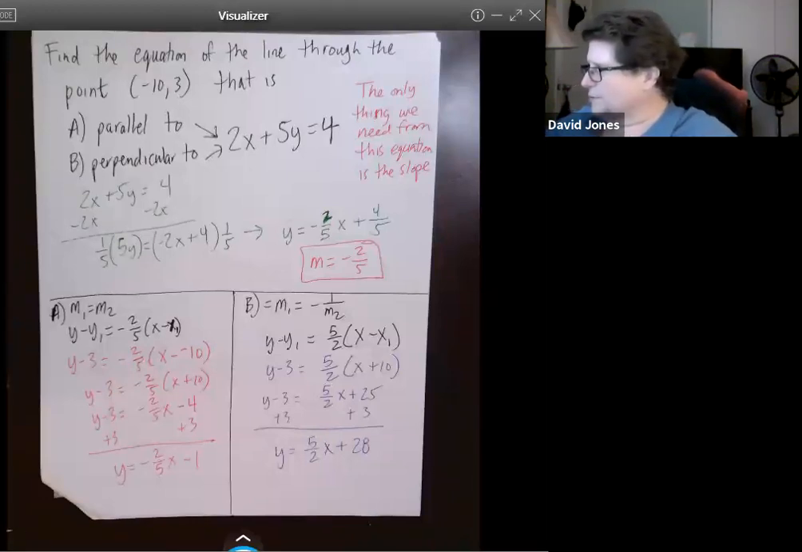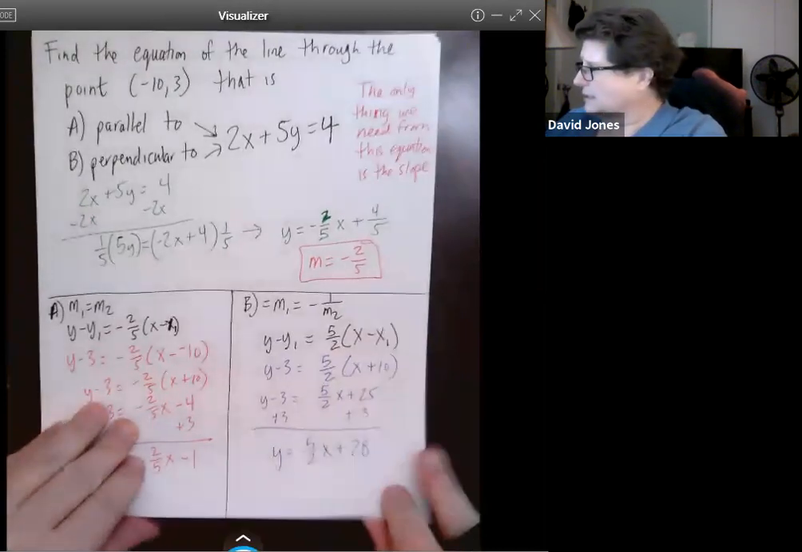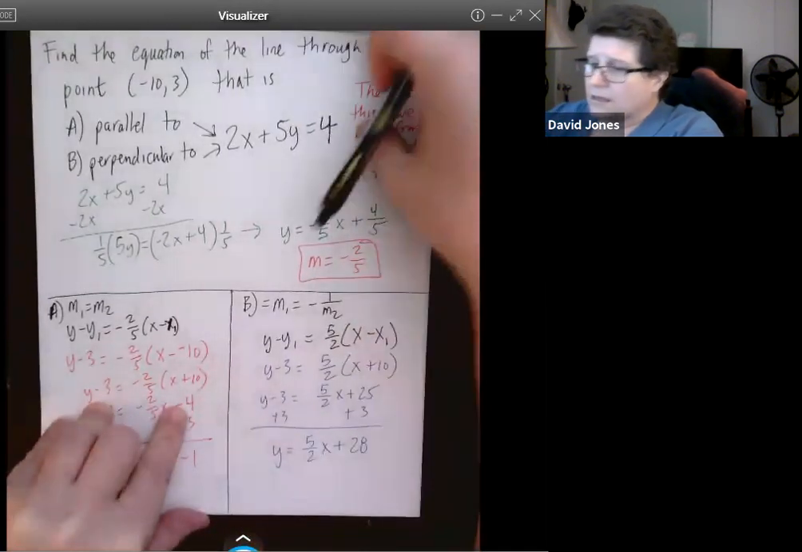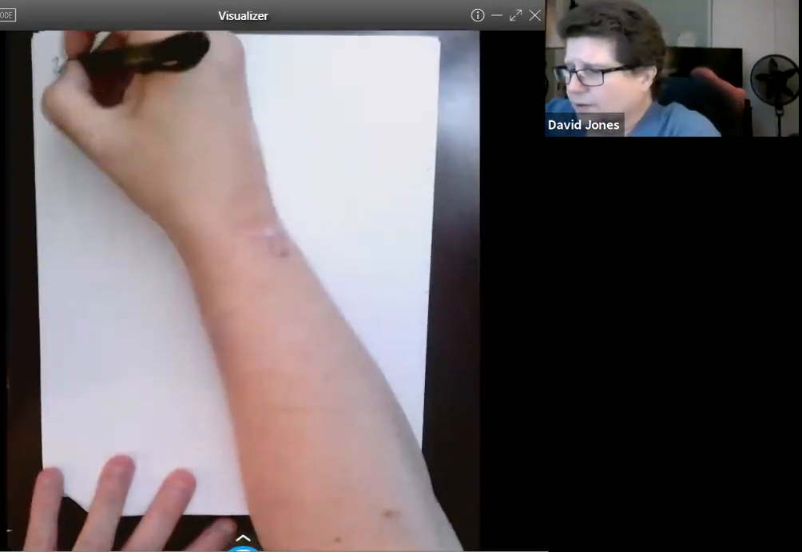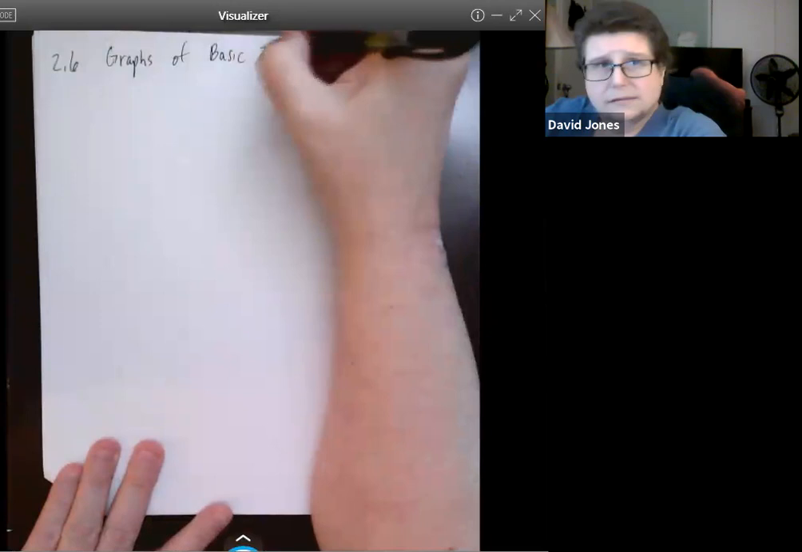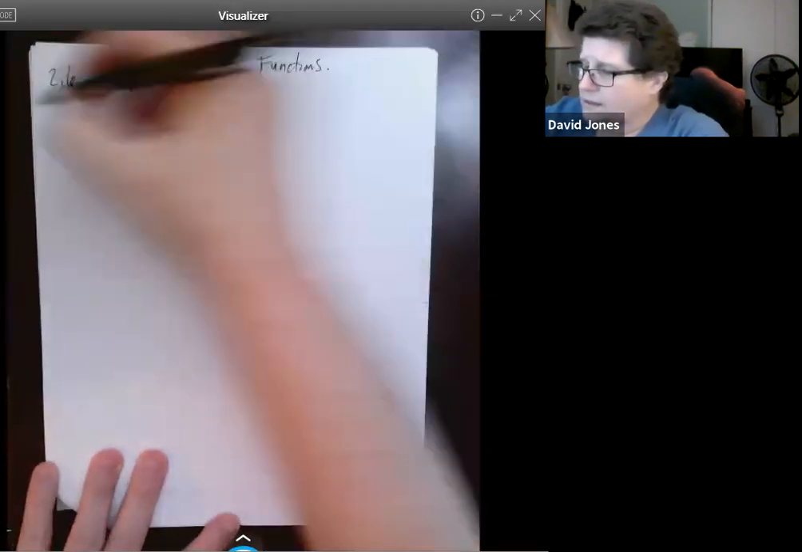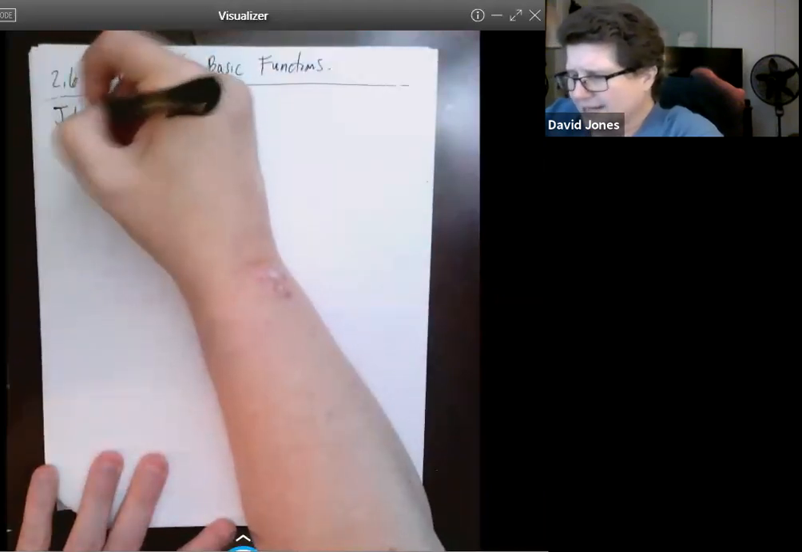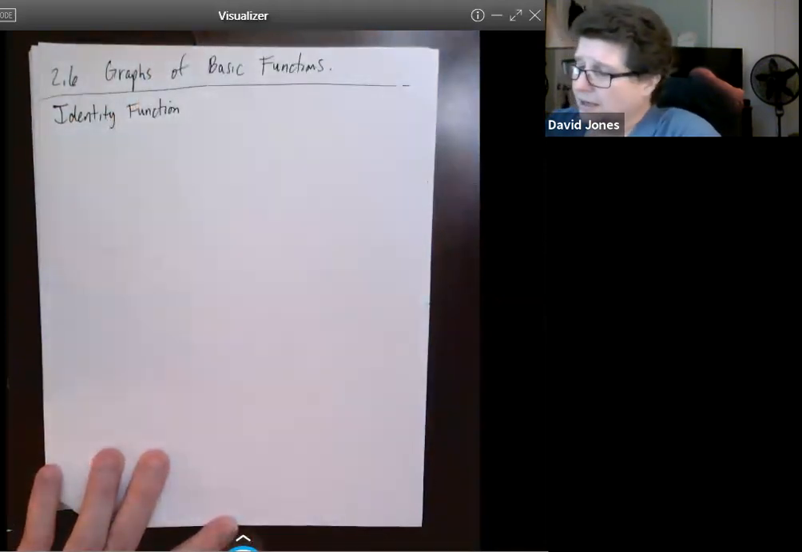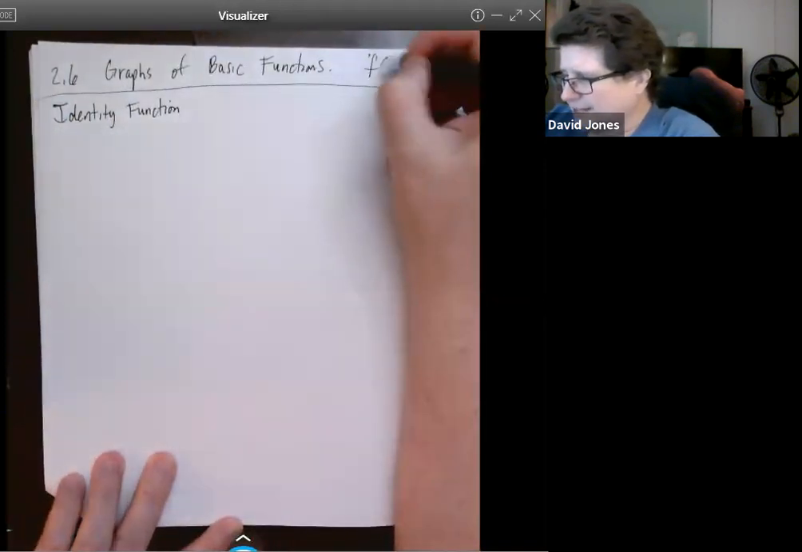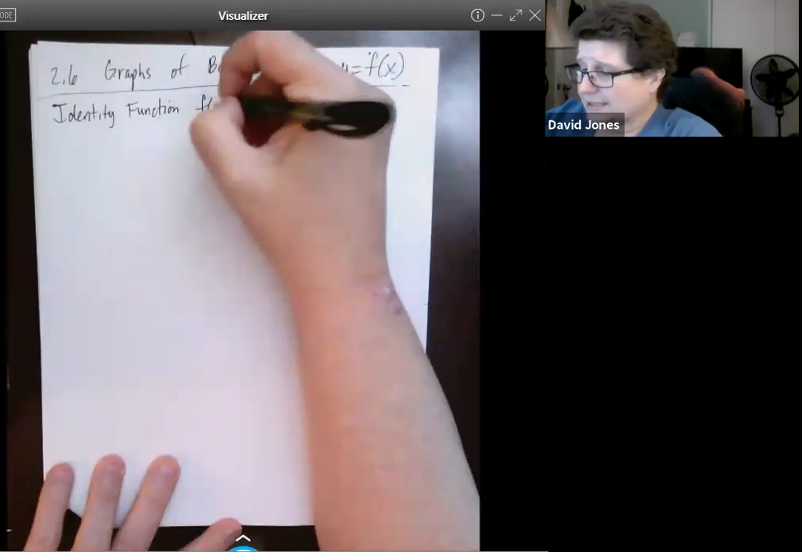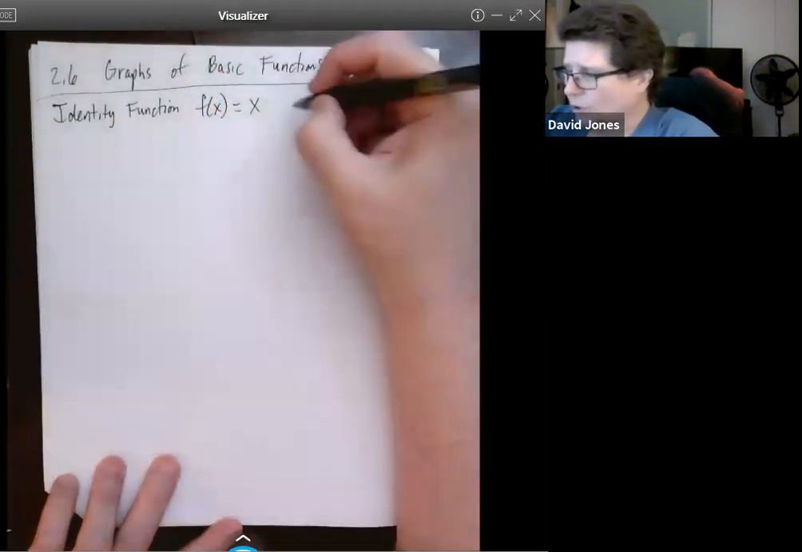All right, so that wraps up 2.5. Let's take a look at 2.6. 2.6 is on the graphs of basic functions. And the first one we'll look at is called the identity function. You don't need to have that memorized. And remember, functions are f of x, and that's the same thing as y. So our identity function, f of x, equals x. Or equivalently, y equals x.